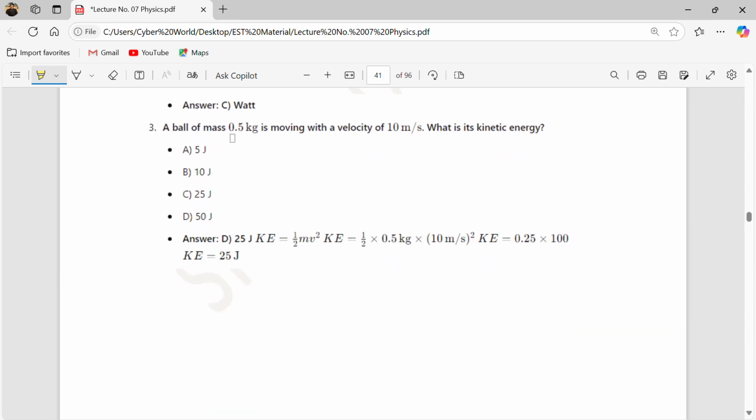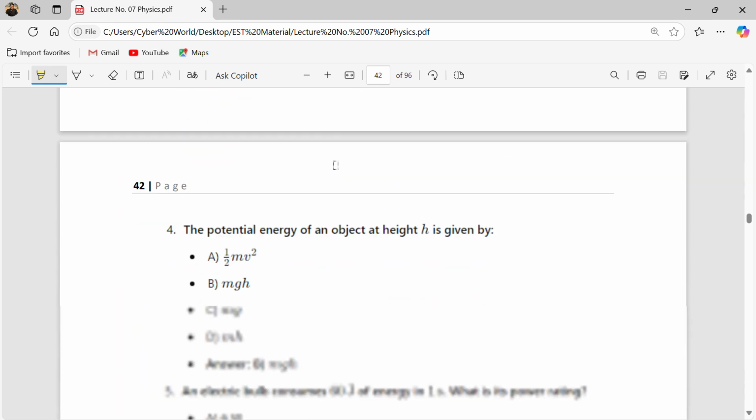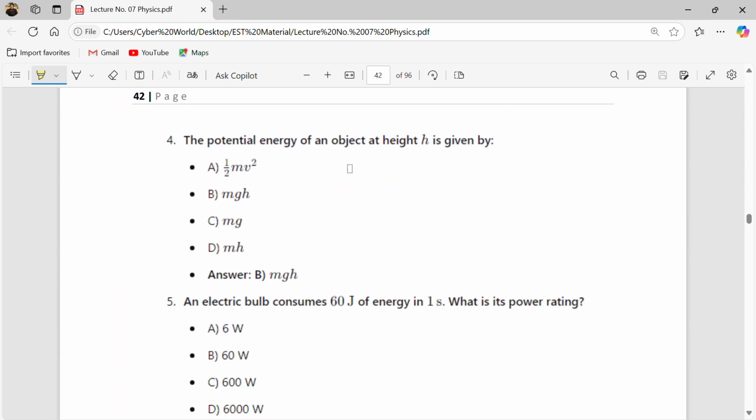A ball of mass 0.5 kg is moving with a velocity of 10 meters per second. What is the kinetic energy? We know that the kinetic energy equals 1 by 2 mv square. Putting the value of mass, which is 0.5, and the value of velocity, which is 10, you will get the kinetic energy, which is 25 joules. Okay, the potential energy of an object at height h can be given by, we know that the relationship of the potential energy is equal to mgh.